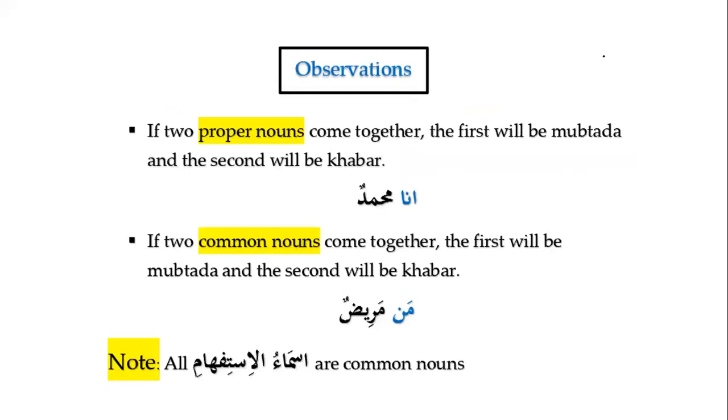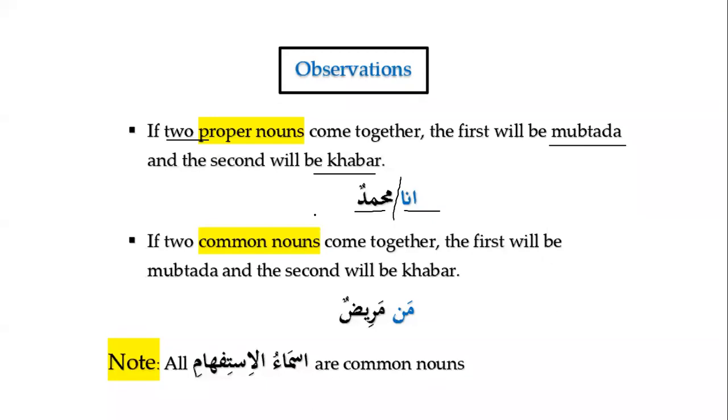Now I have just a few observations over here. Number one, if two proper nouns come together, then how will we decide which one is mubtada and which one is khabar? Very easy. For example, we see here, ana Muhammadun. So ana, we know it's a proper noun, and Muhammadun is a proper noun. So if two proper nouns come together, we will say the first one is mubtada and the second one is khabar. Ana Muhammadun, mubtada and khabar.